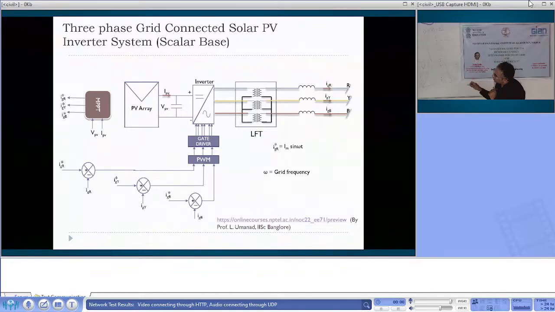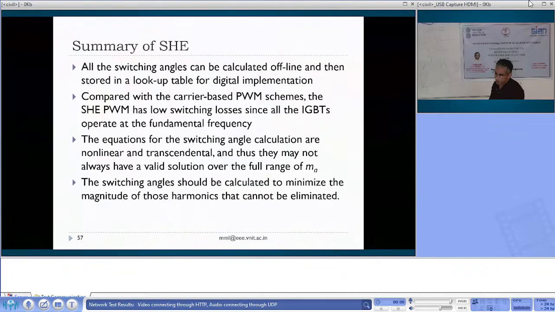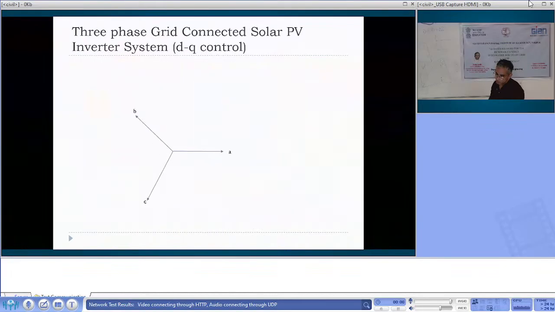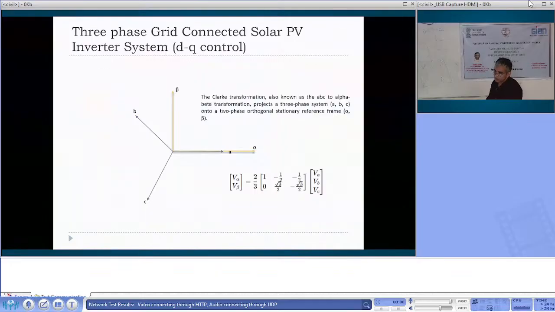But you require 3 PI controllers here. What is the problem? It's very difficult to tune the PI controllers, since you are comparing the actual value and the reference value. It is a little bit complicated. We have to go for the DQ control, in which you have to use the Clarke transformation to convert your 3-phase to 2-phase. Okay, 3-phase to 2-phase.